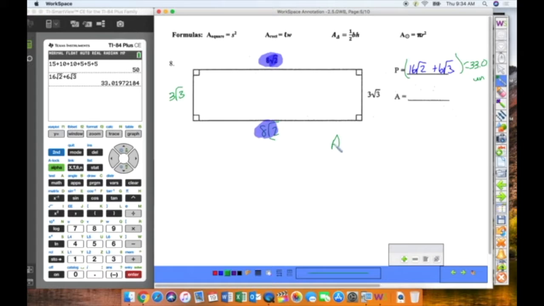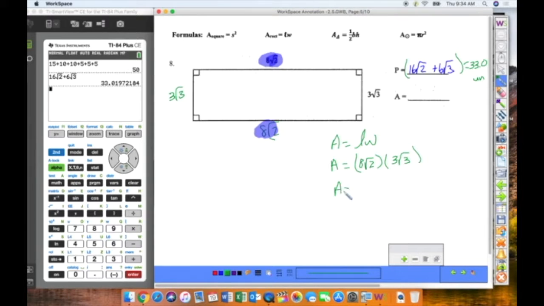And the area will be the length times the width. Area will be 8 square roots of 2, put that in parentheses, times 3 square roots of 3. And multiplying radicals is a little different story. Just like multiplying variables, you can take x's times y's, you can take radical 2's times radical 3's.